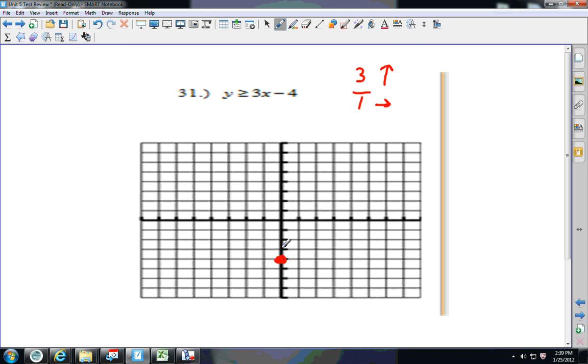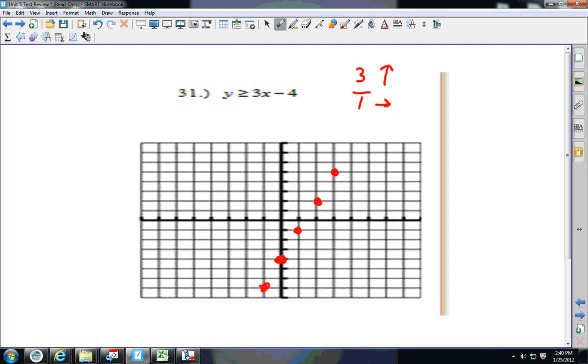So I start here at the y-intercept. Up 1, 2, 3 to the right 1 and put a dot. Up 1, 2, 3 to the right 1 and put a dot. I can also go backwards. Down 1, 2, 3 to the left 1.